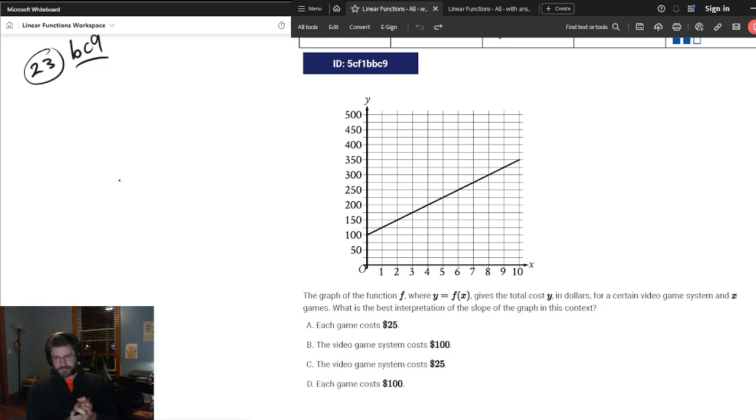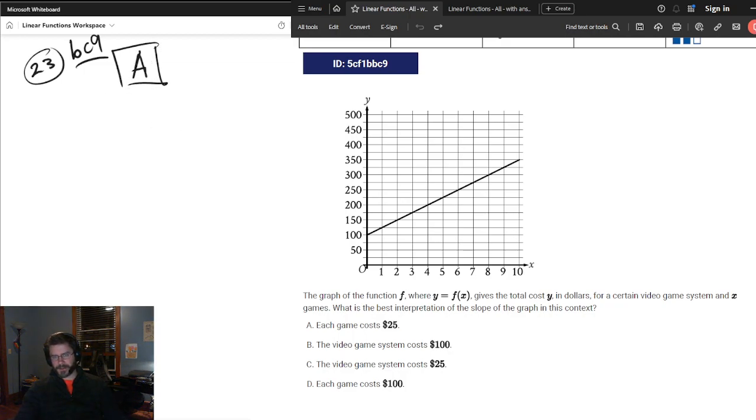And yeah, the video game system costs $100. Yep. The video game system is $25. No. Each game costs $100. Wow, no. We would expect our slope to be much steeper if that were the case. It would go from (0, 100) to (1, 200), and that's clearly false. So A must be true by elimination.